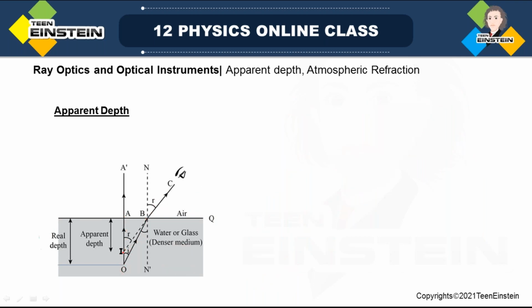I'll clean everything now. You look, it is actually here. It is meeting here. So it will feel like the rays are actually coming from, or diverging from, this particular point I. So this is actually the virtual image of this object at O. This is how we see the apparent depth rather than the actual or real depth.